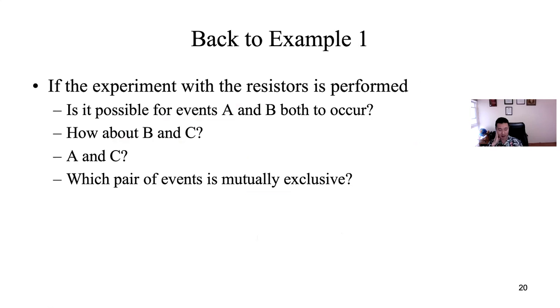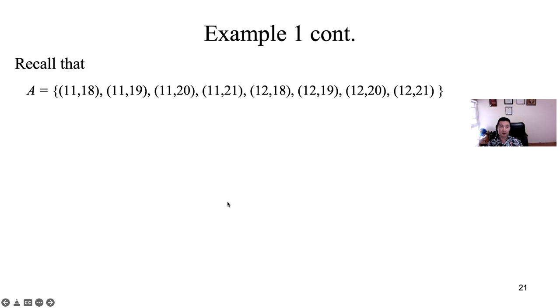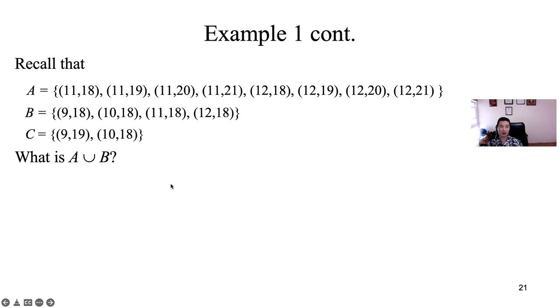Then let's go back to the box of resistor experiment. Here are some of the questions we are trying to answer. Is it possible for event A and B both to occur? How about B and C, A and C? And which pair of events is mutually exclusive? So that is event A, event B, and event C. Is it possible for event A and B both to occur?